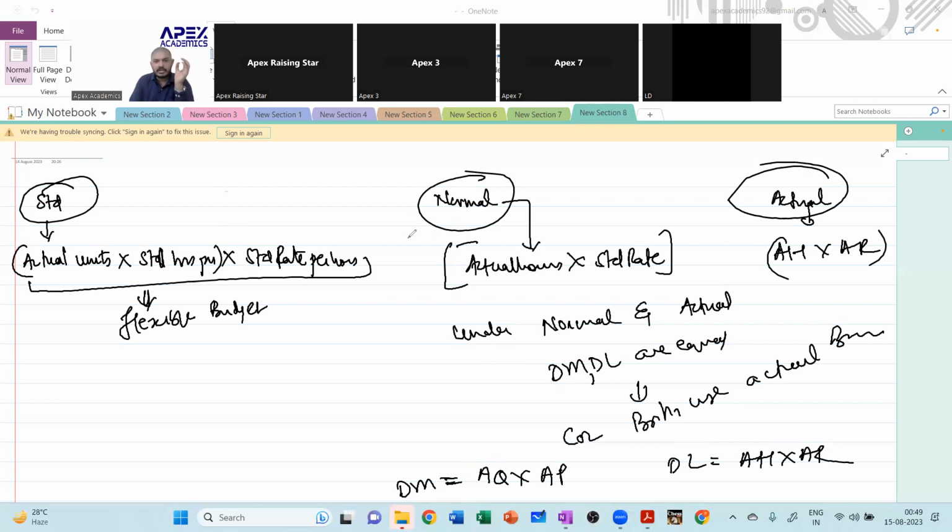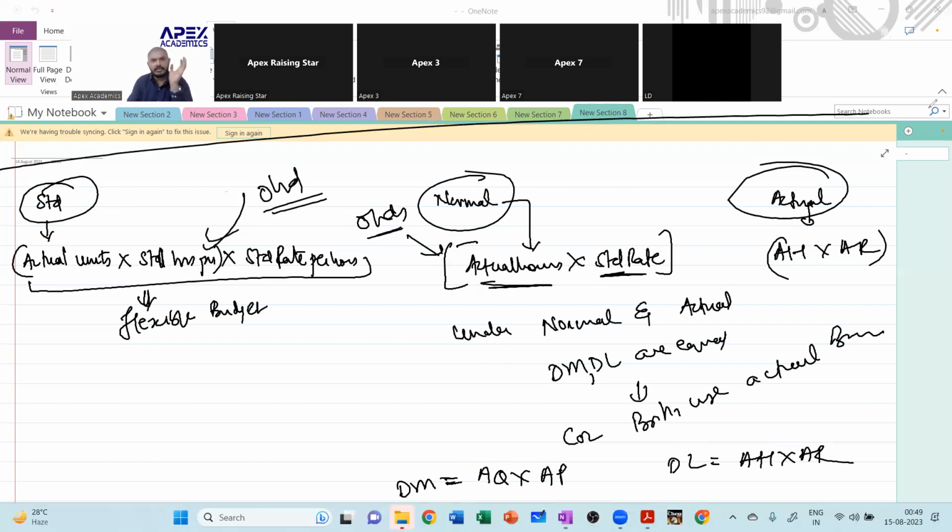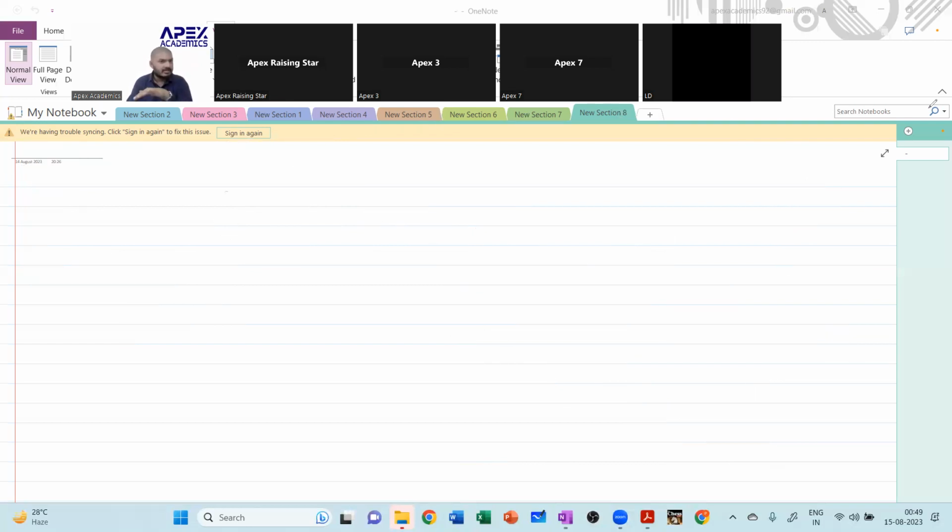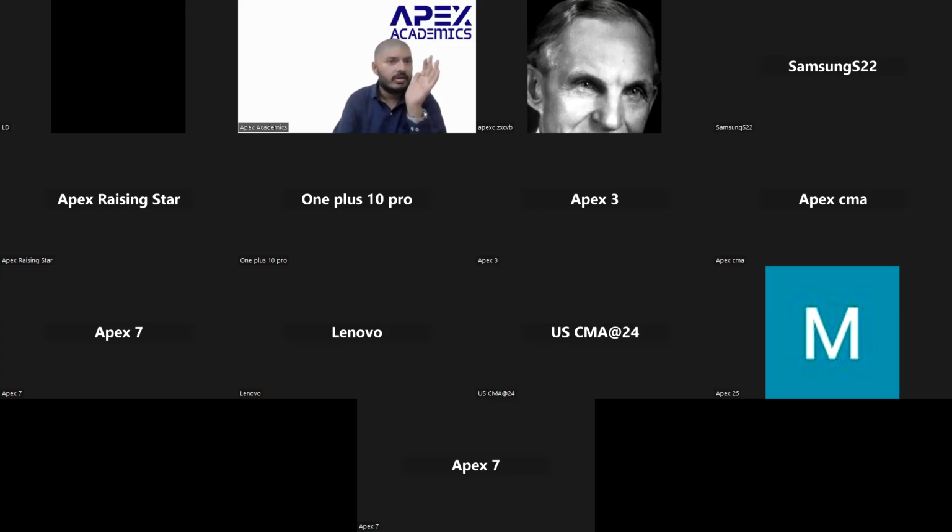For overheads, I have written it over here: actual hours multiplied by standard rate. This is for your overheads. This was the first thing that you did. Second thing was absorption versus marginal. And the third thing was a few theory aspects in this chapter. That is what we have covered today.